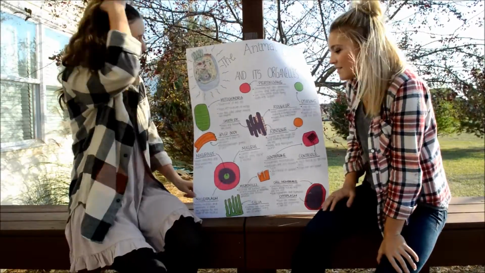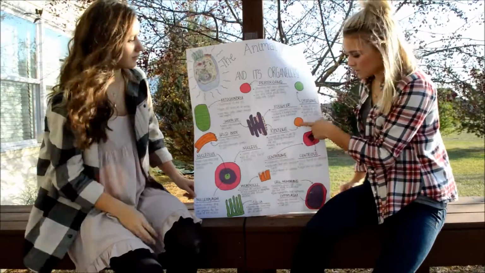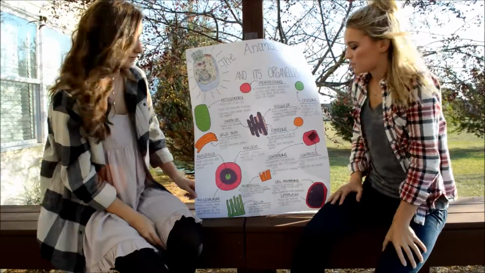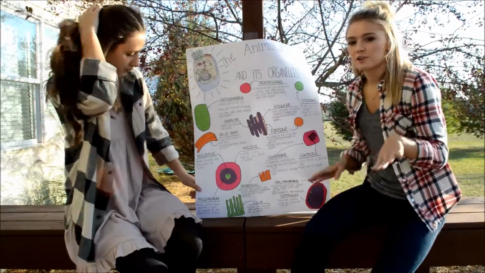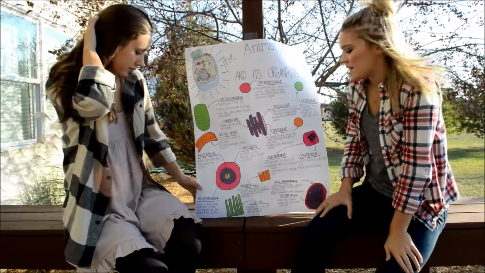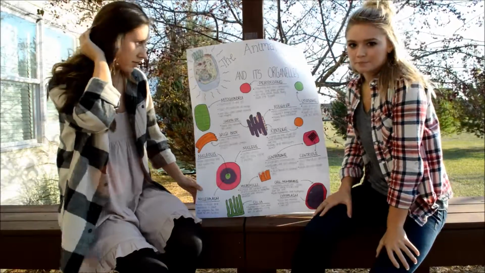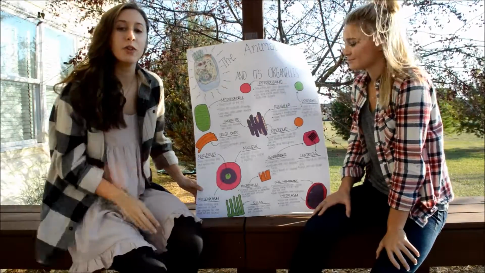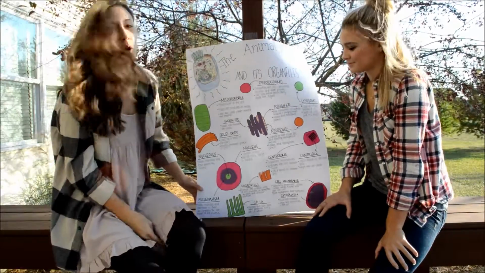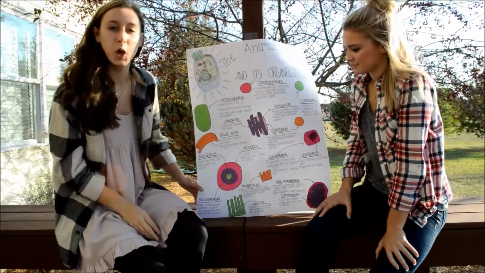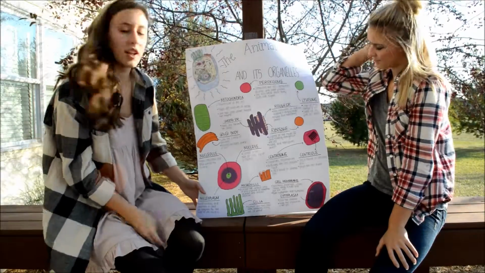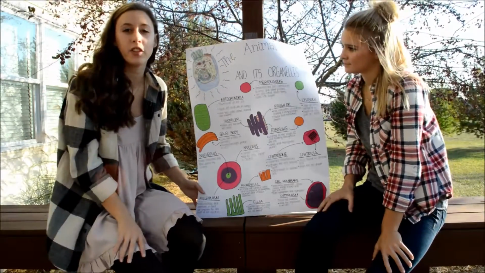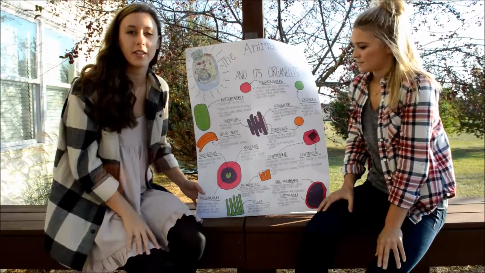So Emma said that the nucleolus makes ribosomes, which is this orange dot right here, and ribosomes are either on the rough ER or they're just found free floating within the cell, and they make and transport proteins for the cell. Next we have the nucleoplasm, and that holds the nucleus and the chromatin in place, and it acts as the cytoplasm for the nucleus. It kind of holds everything together.